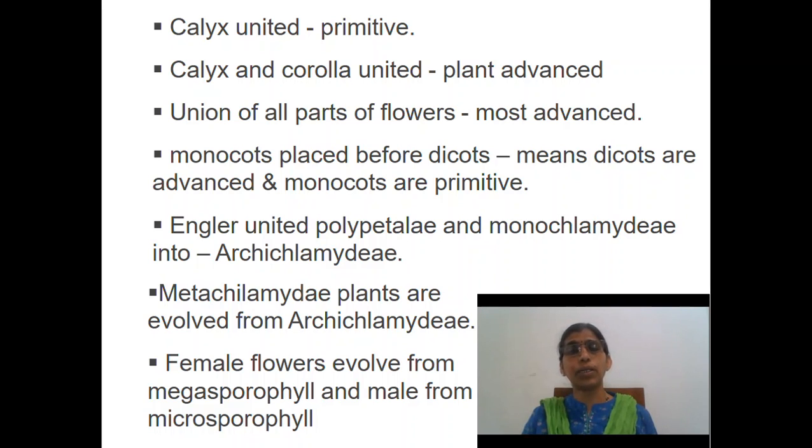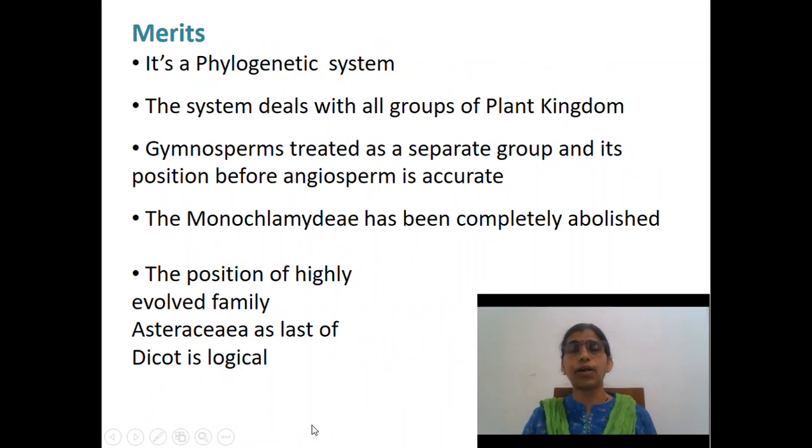United polypetalae and monochlamydeae were placed into a separate group called Archichlamydeae, in which dicot plants are included and in which the sepals and petals are free. Metachlamydeae plants evolved from Archichlamydeae. Female flowers evolved from megasporophyll and male from microsporophylls. Monocots have been classified into 11 orders and 45 families, and dicots are divided into 44 orders and 261 families.